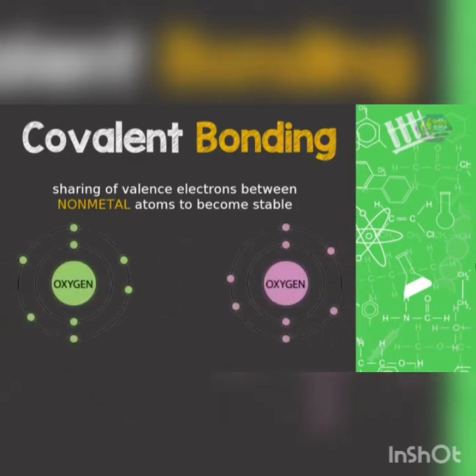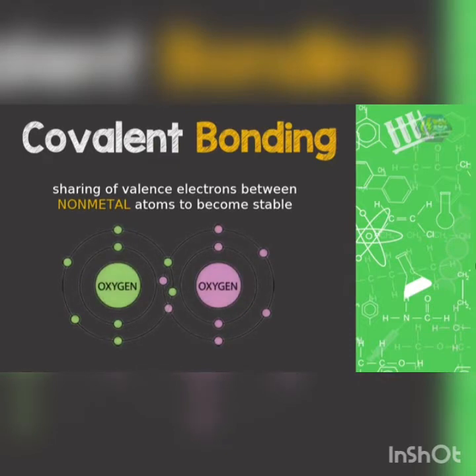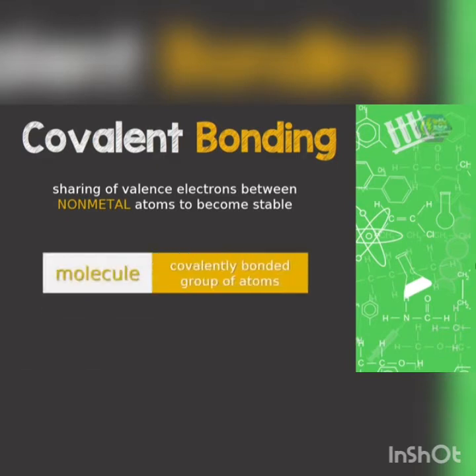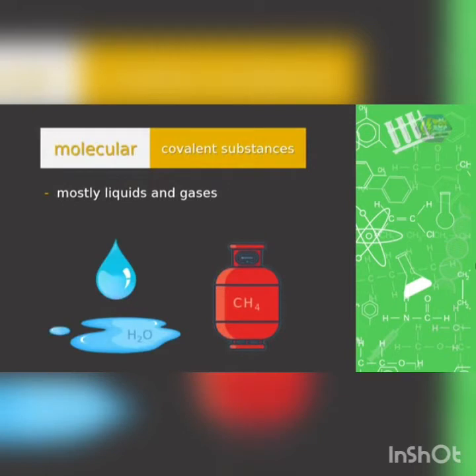The oxygen atom is covalently bonded with another oxygen atom. The same with other diatomic molecules. In chemistry, the term molecule refers to the covalently bonded groups of atoms. Molecular covalent substances are mostly liquid and gases because the molecules have more freedom to move within the substance. Also, covalent compounds have low melting points and boiling points.